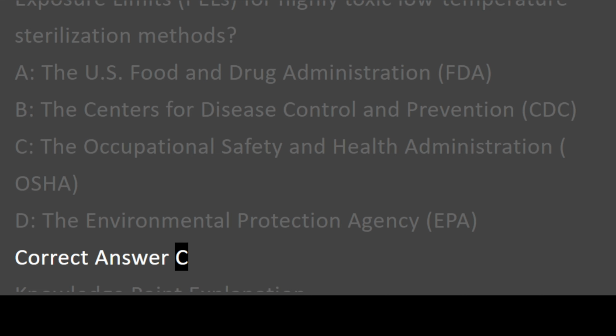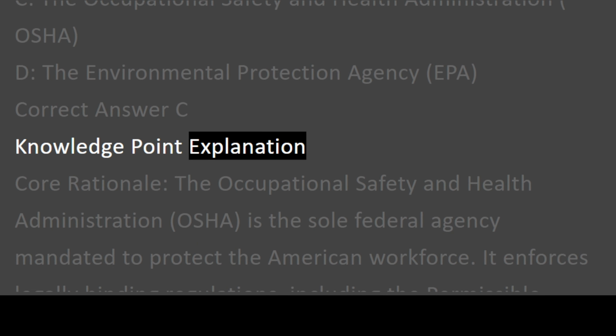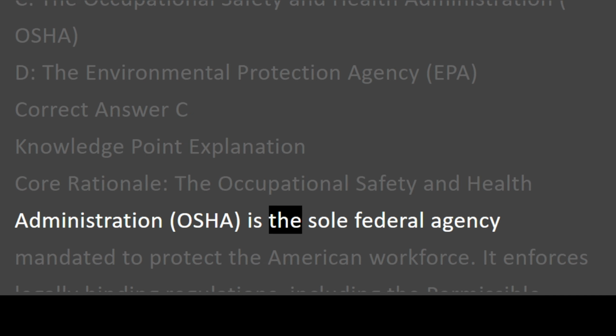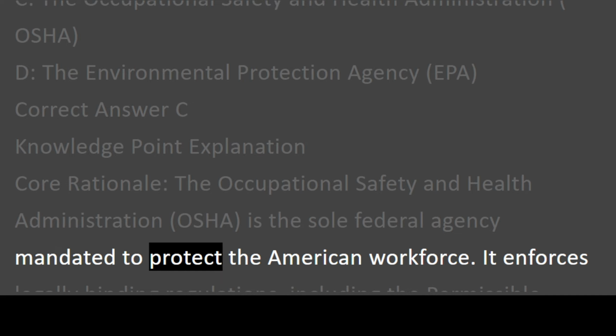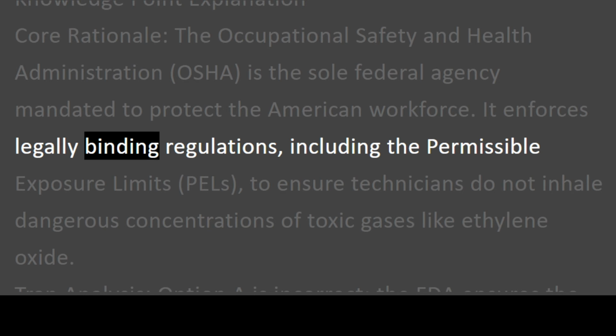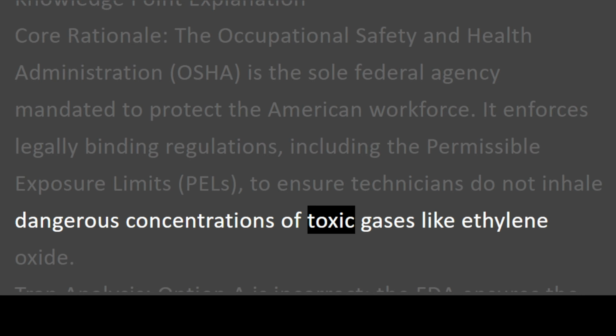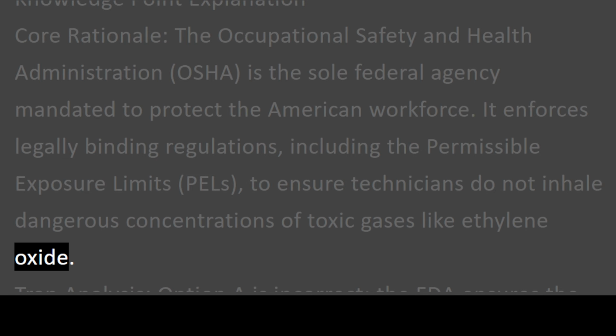Correct answer C. Knowledge point explanation. Core rationale. The Occupational Safety and Health Administration, OSHA, is the sole federal agency mandated to protect the American workforce. It enforces legally binding regulations, including the permissible exposure limits, PELs, to ensure technicians do not inhale dangerous concentrations of toxic gases like ethylene oxide.